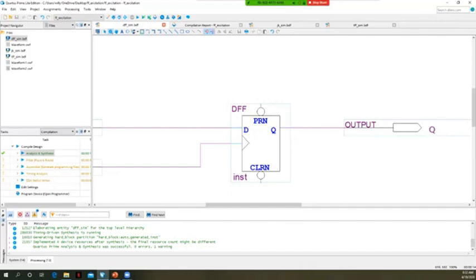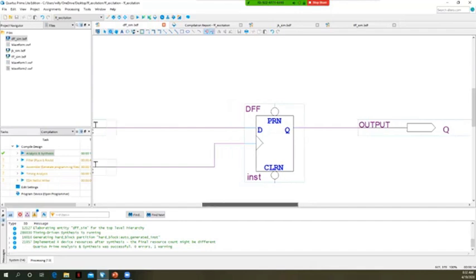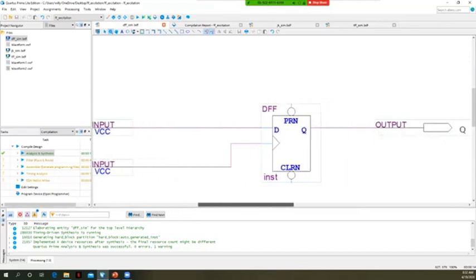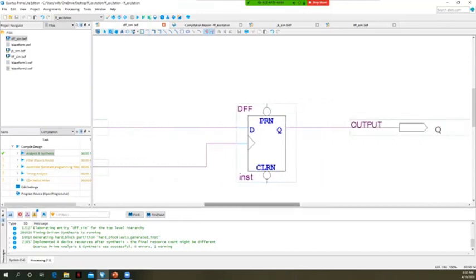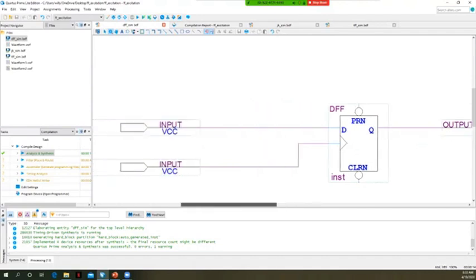There are two other inputs that I don't have connected. This PRN is a preset, which would cause the output Q to always be a 1 when we assert the signal. The CLRN is a reset, which would cause Q to always be a 0 when we reset it. I won't talk about them anymore. I don't want to bring those into this. We just want to look at the basic D flip-flop behavior. We don't have to connect everything to the flip-flop in order to get it to work.